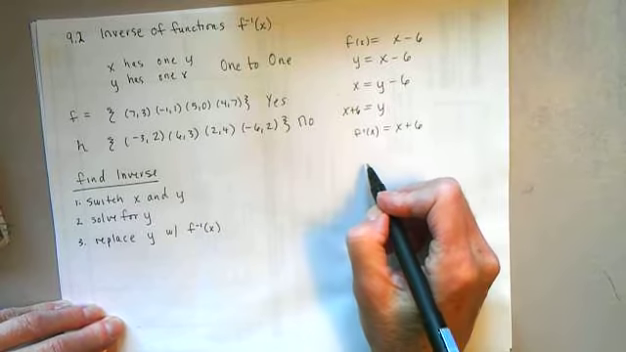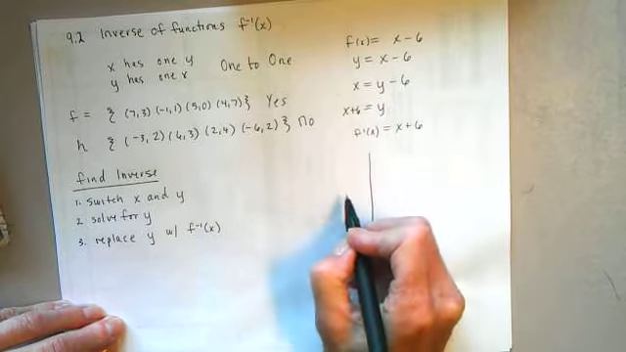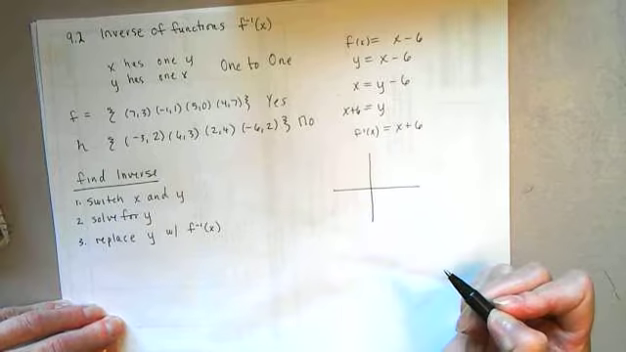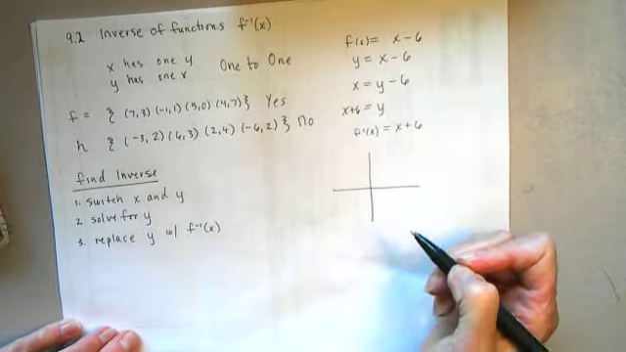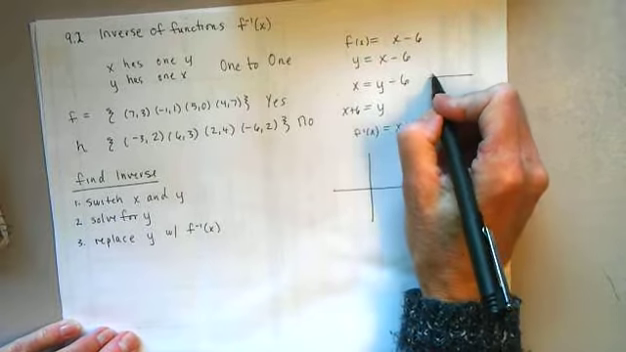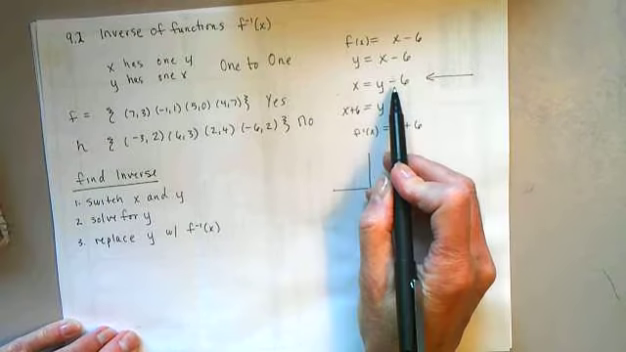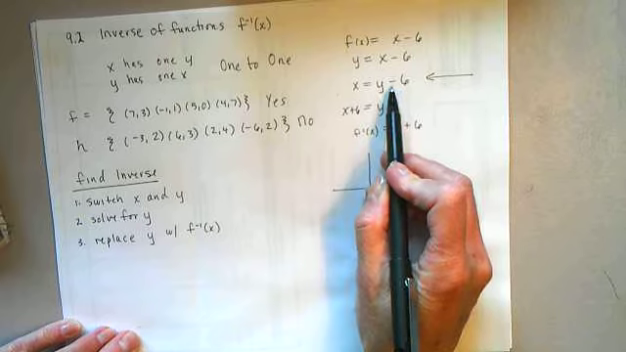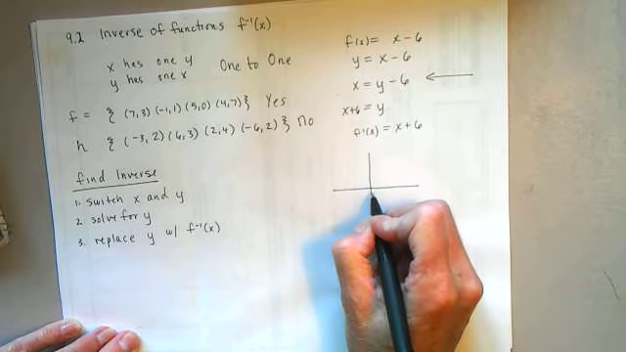And here's what's interesting about a function and its inverse. If you graph them on an xy plane, let's review our graphing. Let's graph this one first. If I want to graph that, we know that it crosses the y-axis, or its y-intercept is -6. So I'm going to go down.